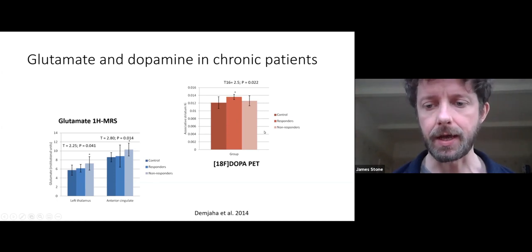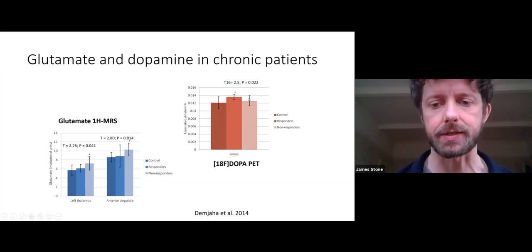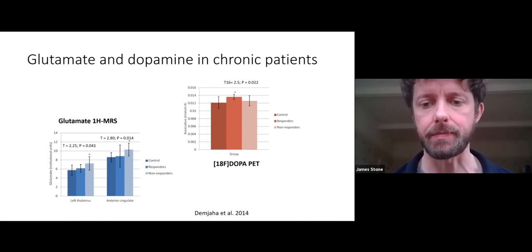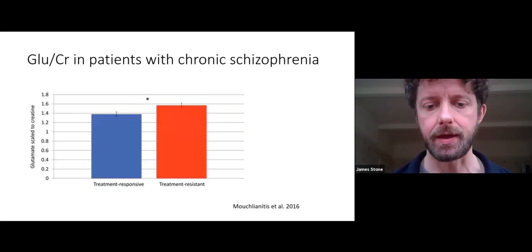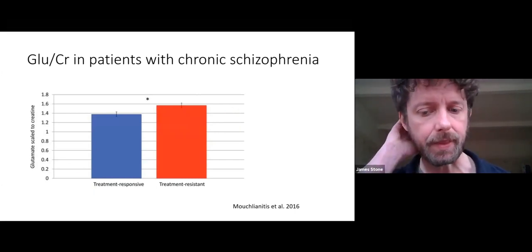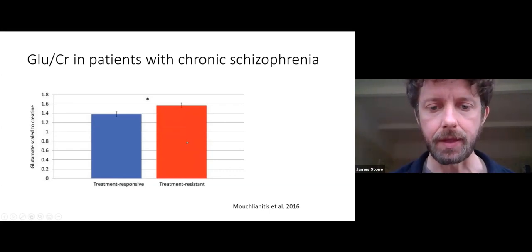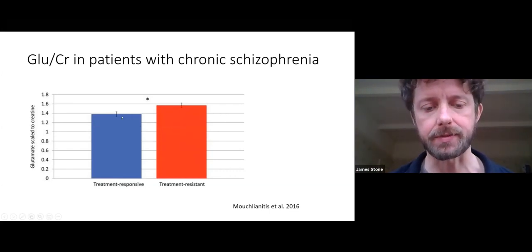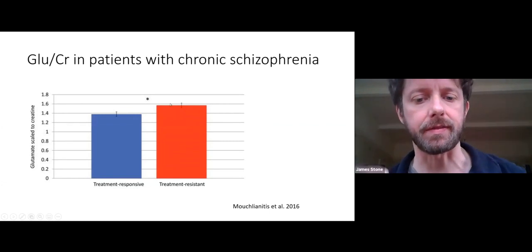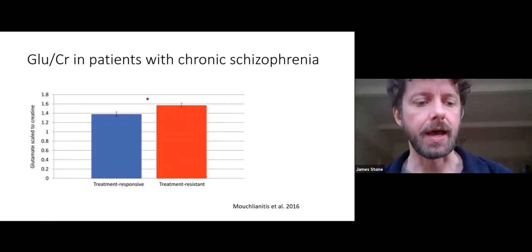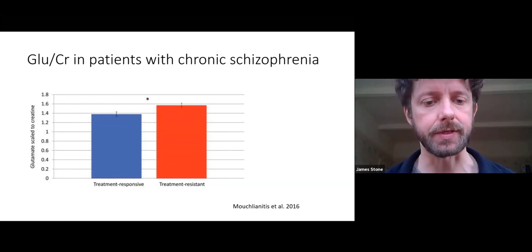But interestingly, it was the responders who had higher levels of F-DOPA, suggesting that the responders to the antipsychotic drugs were people who had more aberrant dopaminergic transmission. Again, fitting quite nicely with this model, and again replicated by someone else in Oliver Howes' group. This was in patients with chronic schizophrenia, finding that treatment-resistant patients tended to have elevated glutamate in anterior cingulate cortex.